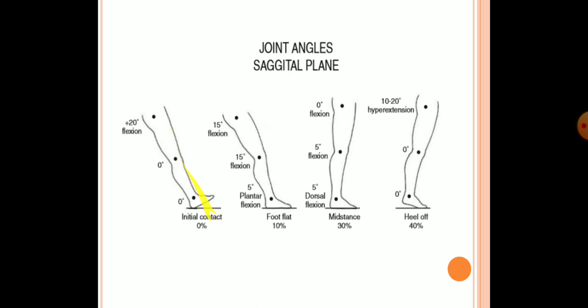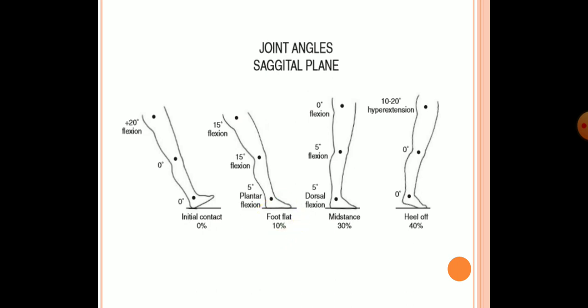So this is the requirement to complete the initial contact. The hip joint should be in 20 degrees of flexion, and the knee and ankle joints should be in a neutral position. And next, when we come to the foot flat, what happens?